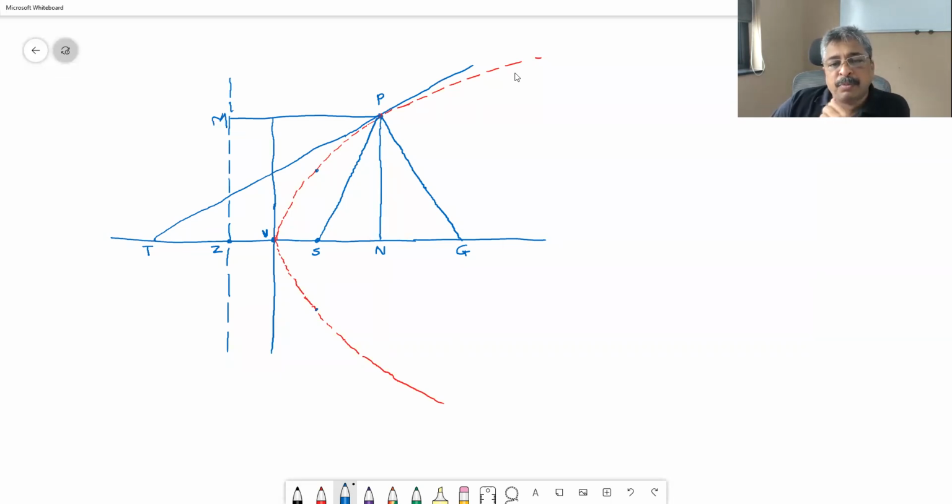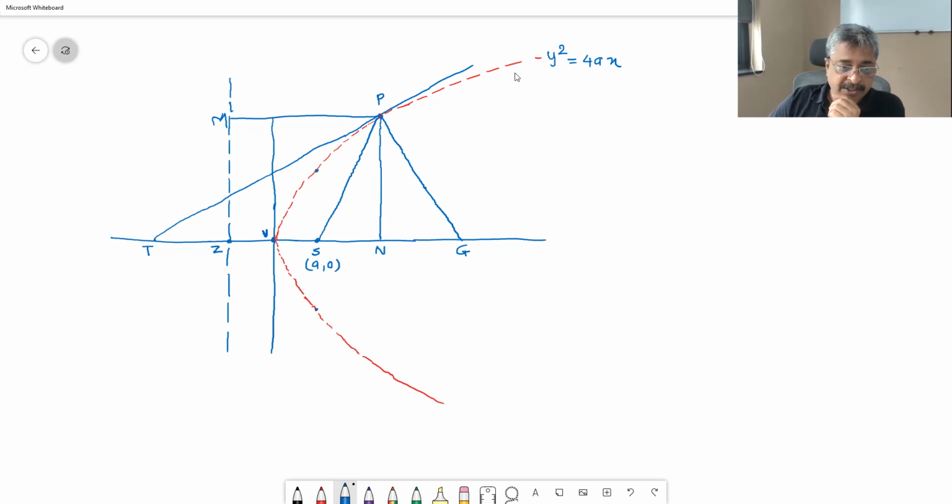Foot of the perpendicular from P on the x-axis is N. Foot of the perpendicular from P on the directrix is M. The normal at P intersects the x-axis at G, and V is our vertex. So if this parabola is y square is equal to 4ax, then S is (a, 0).